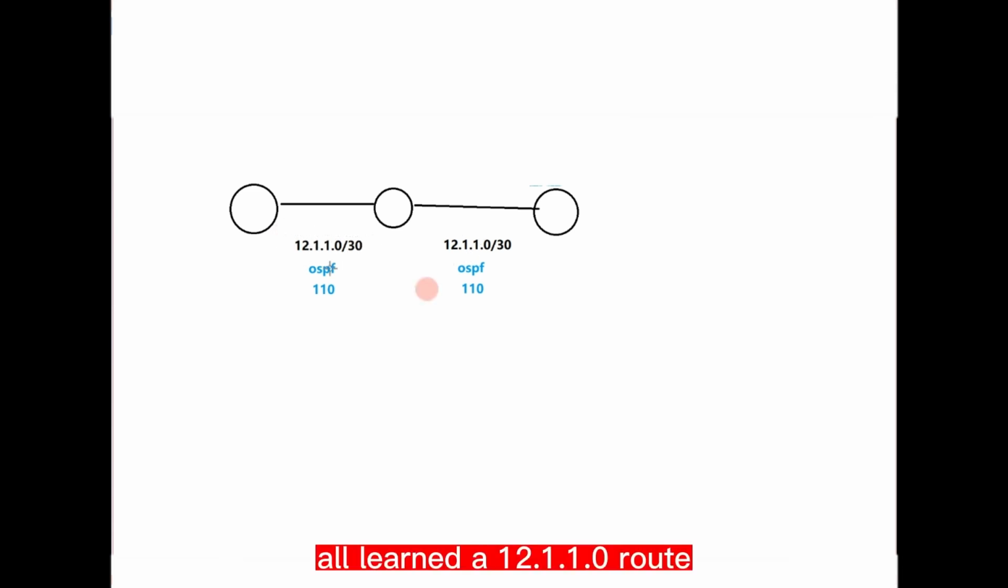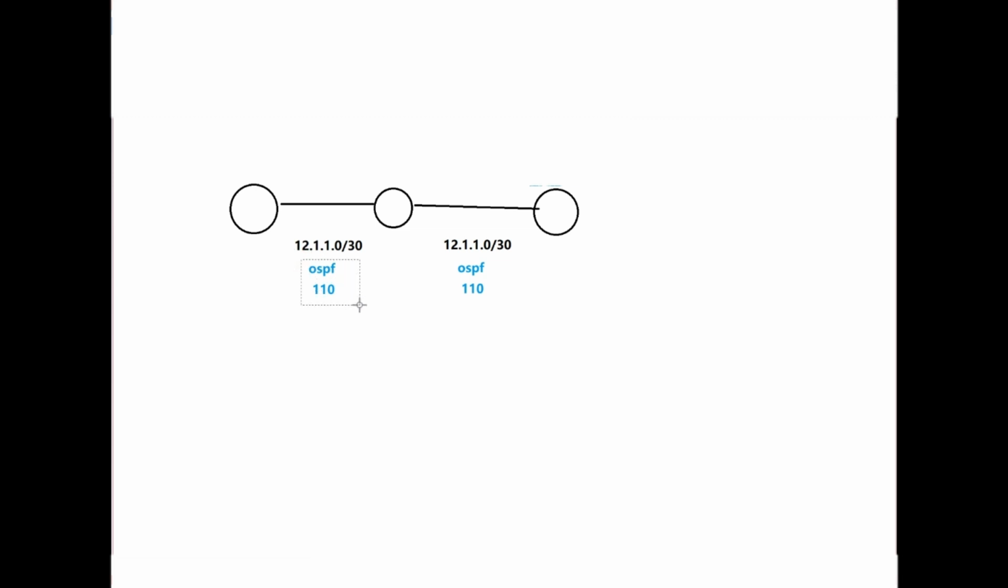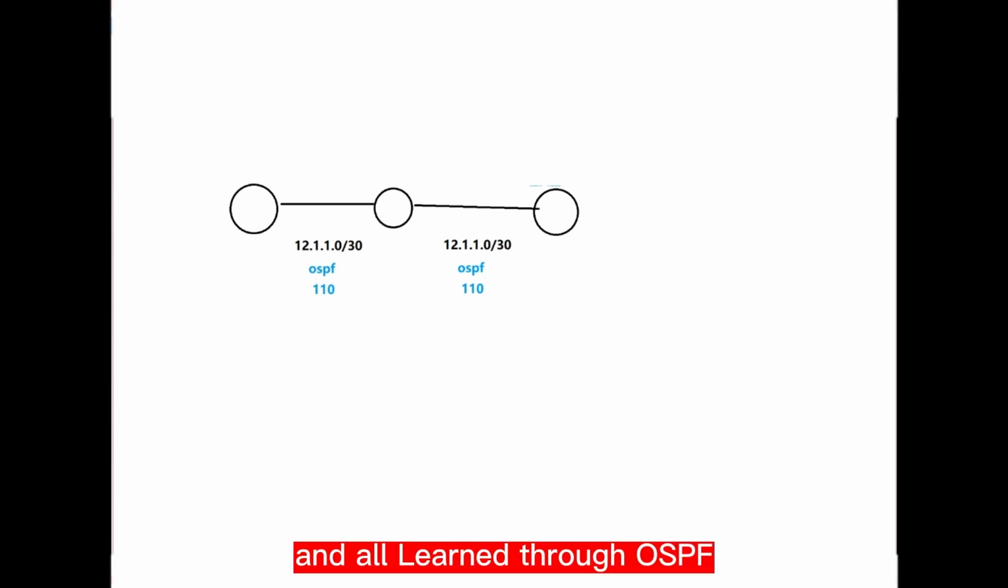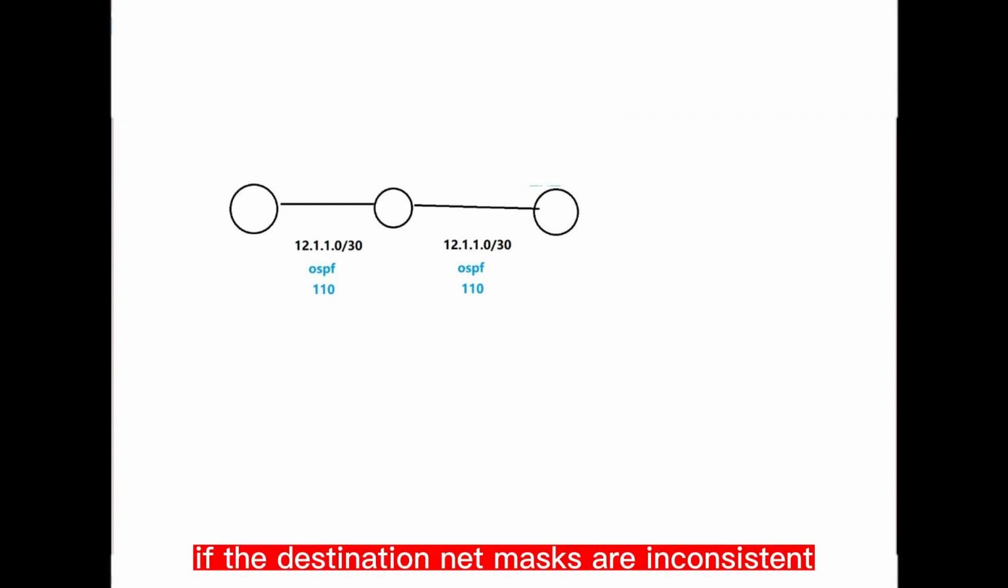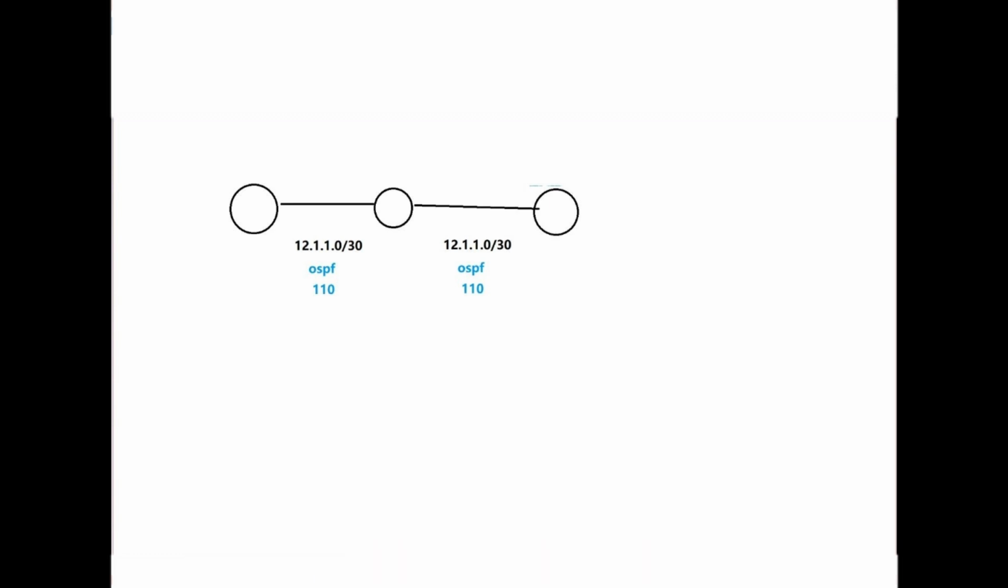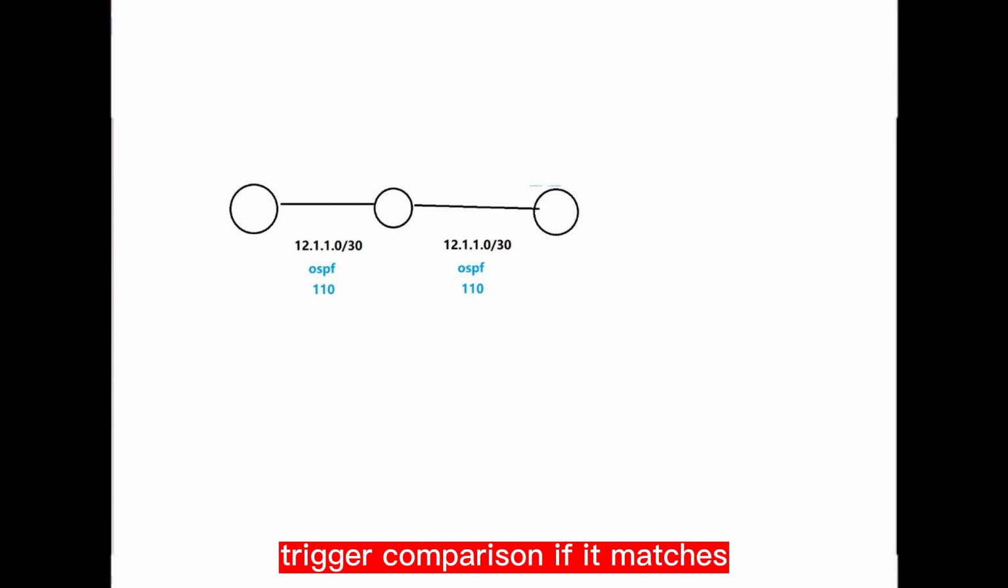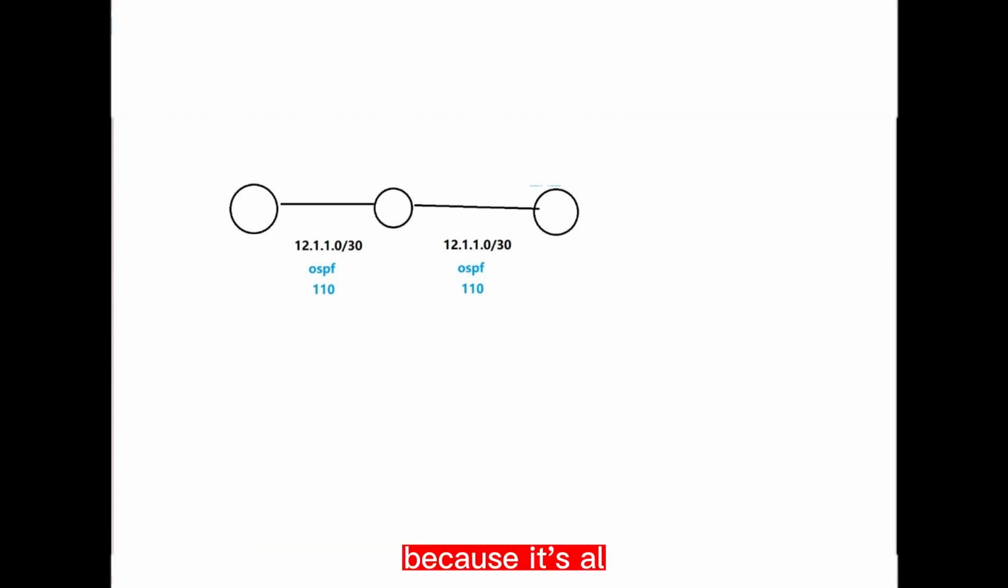Now the device, through the left and right, has learned the 12.1.1.0 route, and both are learned through OSPF. The principle of adding routes to the table is, if the destination and netmasks are inconsistent, add them to the table. If they match, comparison is triggered, comparing administrative distance. But now the embarrassing place is that the administrative distance is the same, because both are learned through the same protocol. The administrative distance is 110. Now both routes need to be added to the table.